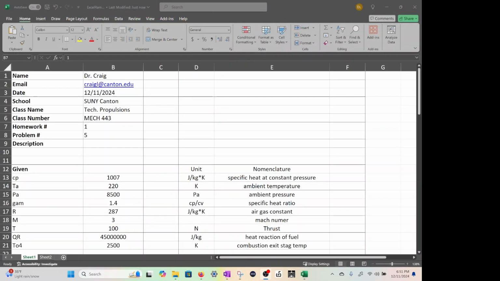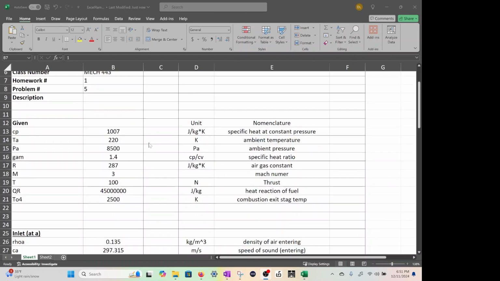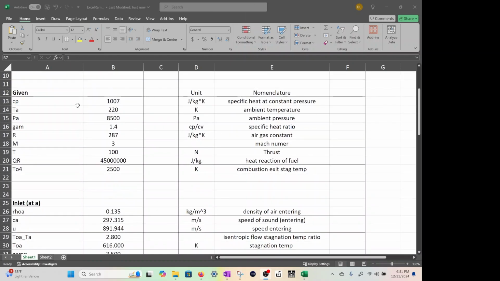Okay, here is a video to help you with the homework for Ramjet. So in this particular problem, I give you 100 newtons of thrust, and I want you to find the performance of this inlet, but I also want you to find the inlet and exit area so you can actually size this ramjet.